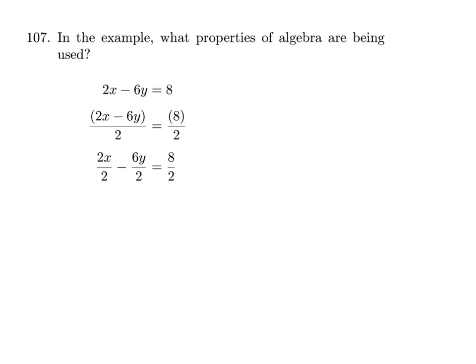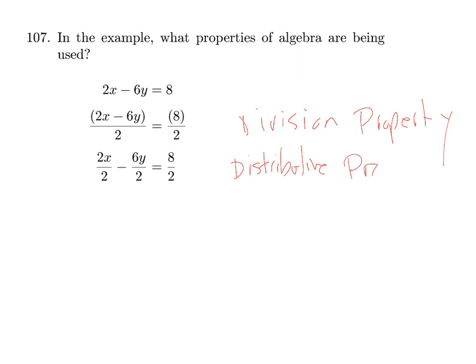All right, in the example, what properties of algebra are being used? Okay, right here we're applying the division property. All right, and the next step would be the distributive property. And there's two ways to look at this. Okay, you're essentially dividing both by 2. All right, so that's like distributing.